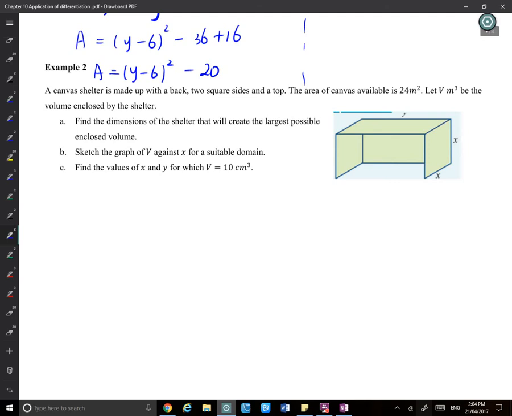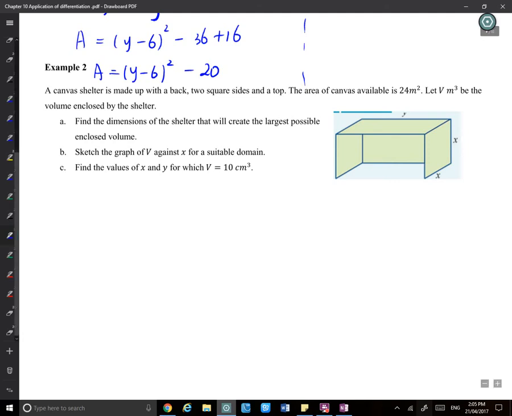Okay, for this type, when you see 2 variables in the graph, you always need to set up a relationship between X and Y. So what's the relationship between X and Y? They're talking about the area. So one thing which is fixed is the area. The area is 24 meters square.